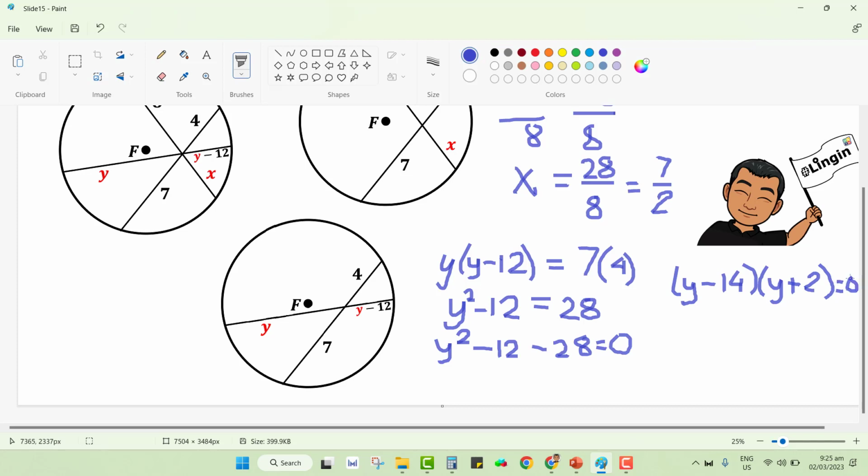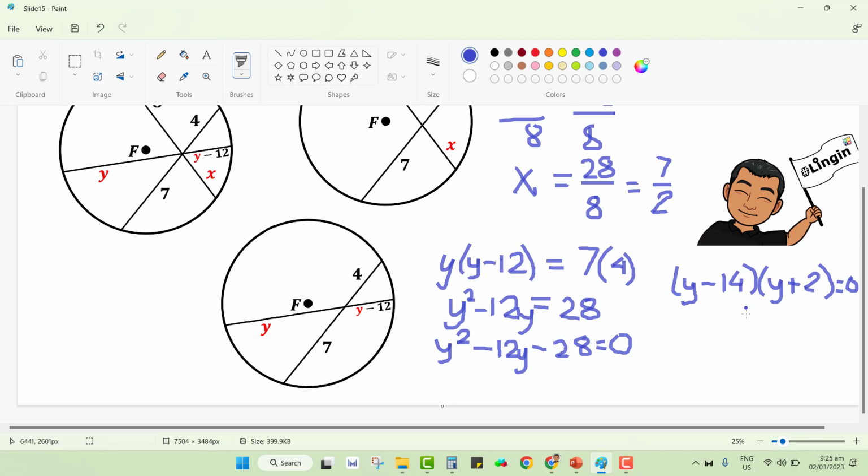Let's just check using the FOIL method. First: y times y is y squared. Outer: y times 2 is 2y. Inner: negative 14 times y is negative 14y. When you add them up, that's negative 12y. And then negative 14 times 2 is negative 28. So this is the factor.